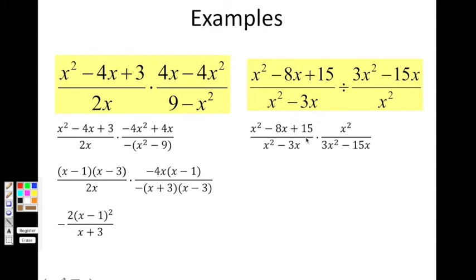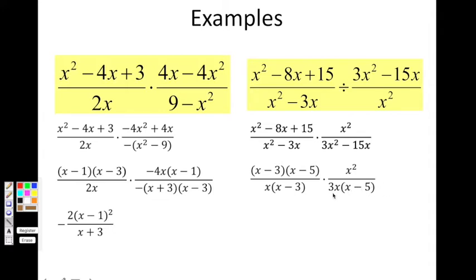So I need to find two numbers that multiply together to equal positive 15 but add together to equal negative 8. And I can factor out an x on the bottom. So I'm left here with x minus 3 and x minus 5. And then I factored out my x, so I get x minus 3. And over here, I can factor out a 3x, so it becomes x minus 5.